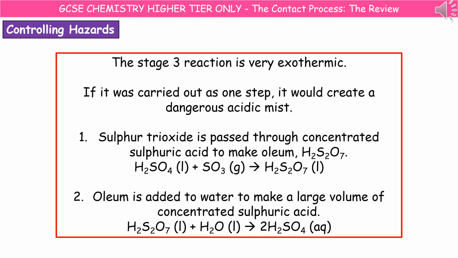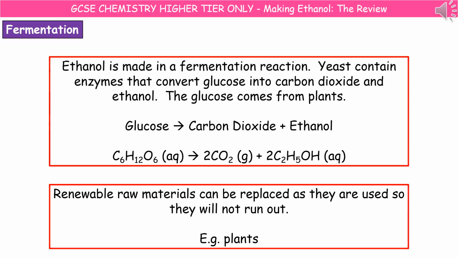The third industrial process we need to know about is how we make ethanol, and there are 2 ways that we can do this. The first way is through a fermentation reaction. Hopefully we do remember that for fermentation we're going to use yeast, because yeast contain enzymes that convert glucose into carbon dioxide and ethanol. Now the glucose we're going to use is going to come from plants.